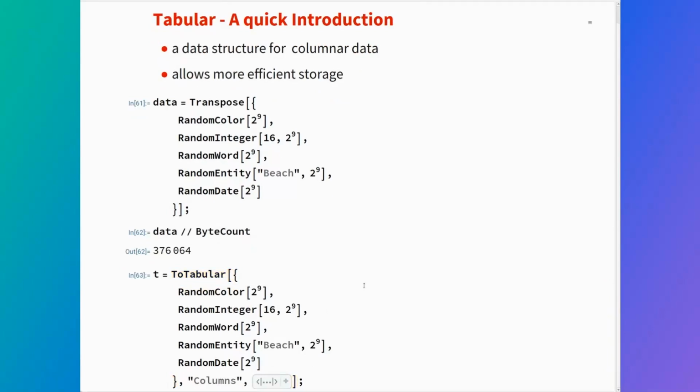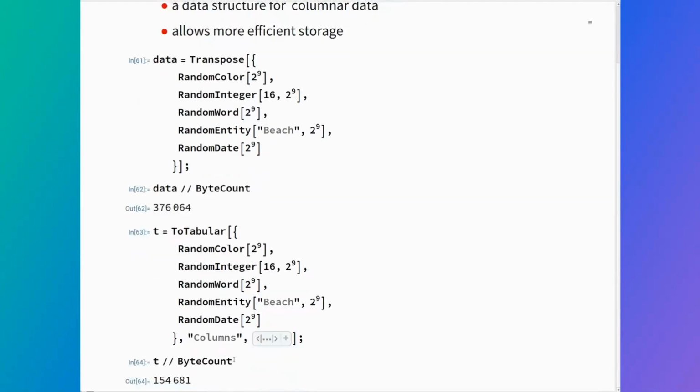Get that all created. And oh, I'm having a hard time scrolling my notebook. One sec here. There we go. So we see it's less than half the size of the row-wise storage there. So pretty cool. You can transform and store data much more efficiently if you have it stored in columns like that.